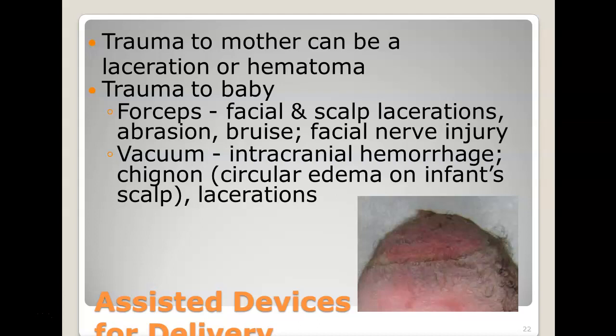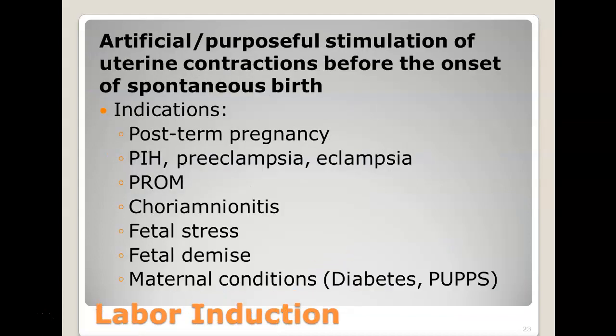Trauma can be associated to the infant and the mother if you use a vacuum. There's risk factors to this as well. To the mom, it could be a laceration or a hematoma that's formed, again, down by the perineum. For the baby, it can cause an intracranial hemorrhage. It can cause something called chignon, which is circular edema on the infant's scalp, which is what you see right here in this picture. And it could also cause lacerations. And then again, just bringing up how the forceps can cause facial and scalp lacerations, abrasions, bruising, and facial nerve injury to the infant.